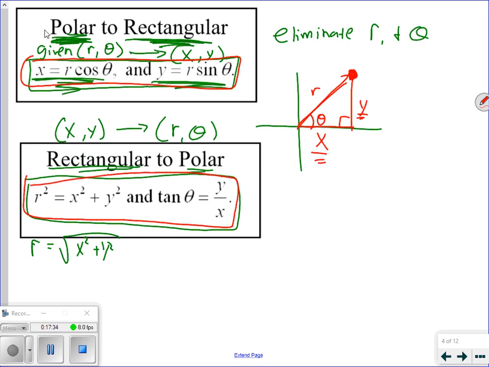Simply put, for instance, r is the hypotenuse. And we know that a hypotenuse, r squared, is equal to the two legs squared and added together, right? So that's how we get that identity.